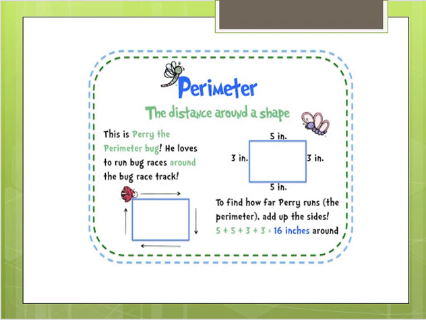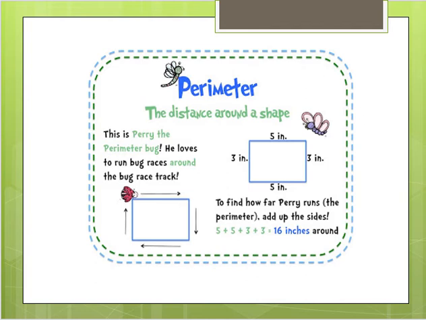Hi, boys and girls. This video talks about how to find perimeter and how to find area of objects. Perimeter is the distance around a shape. If you look at this picture, Perry the perimeter bug likes to run races around a bug track. So they want to find out how far he's run.